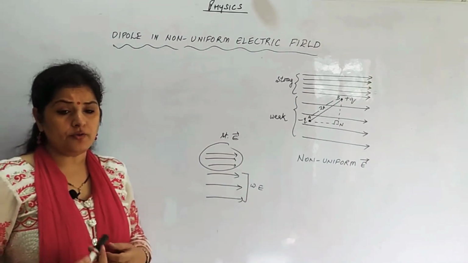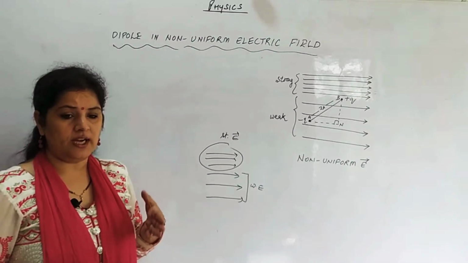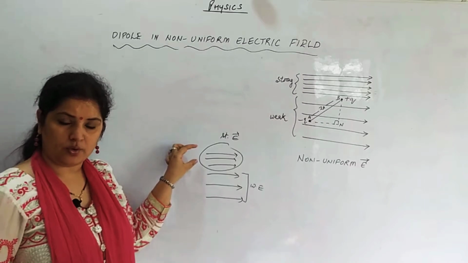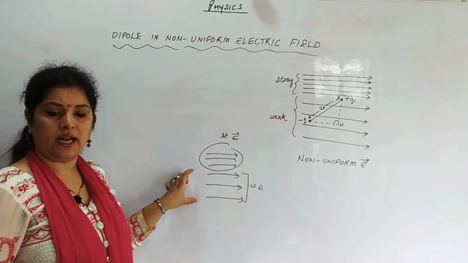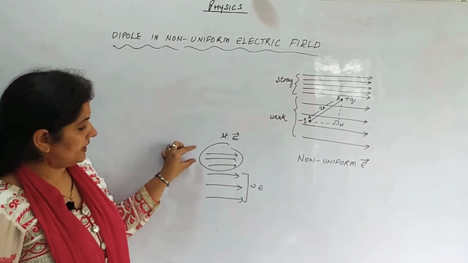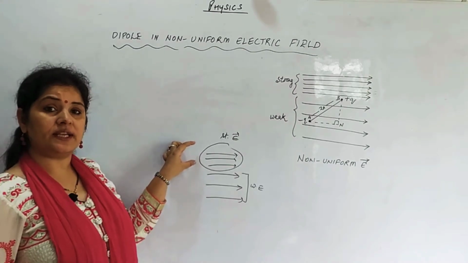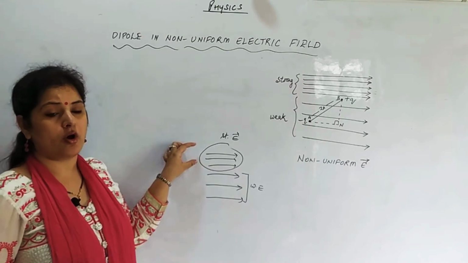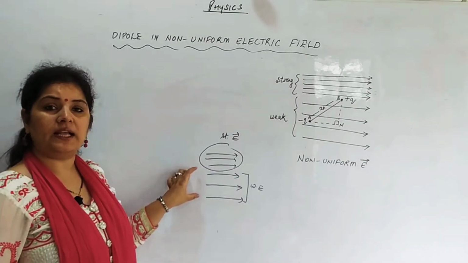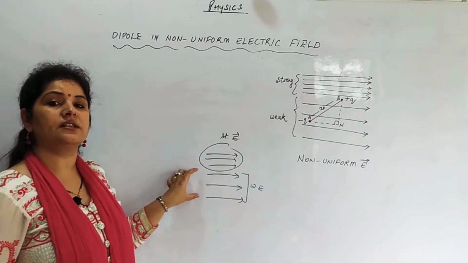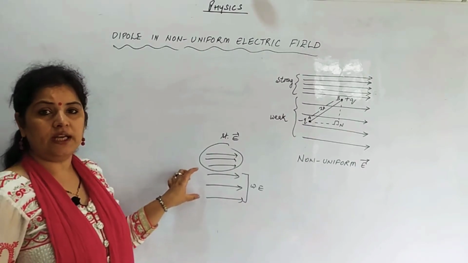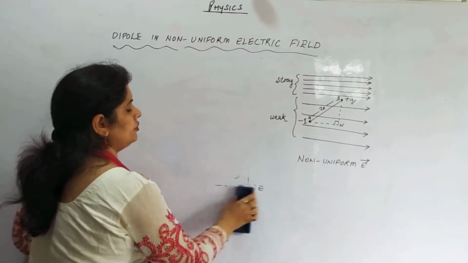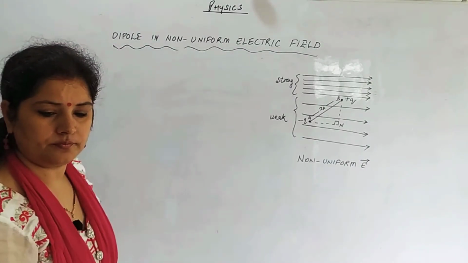So a non-uniform electric field is one where at some places the field lines will be very, very close, and at some places the field lines will be farther apart. Wherever the field lines are crowded, we say that this is a region of strong electric field and hence strong force, and wherever the field lines are farther apart, it is a region of weaker electric field. So what we have done, we have taken a non-uniform electric field.